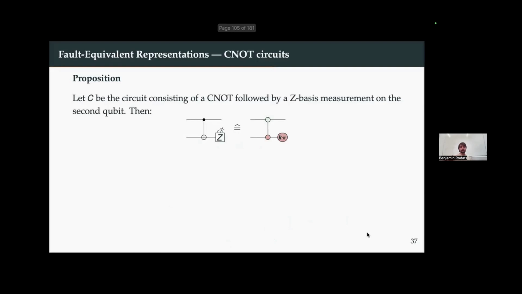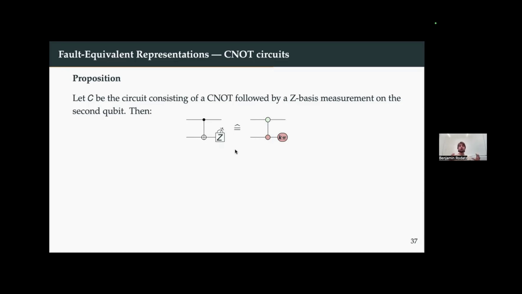Now, for non-idealized multi-qubit gates, it gets a little bit more tricky. For example, a CNOT fault event can create any kind of Pauli fault on the output qubits. So there are 15 non-trivial faults that can potentially happen. And we've found no way to model that without fault gadgets.